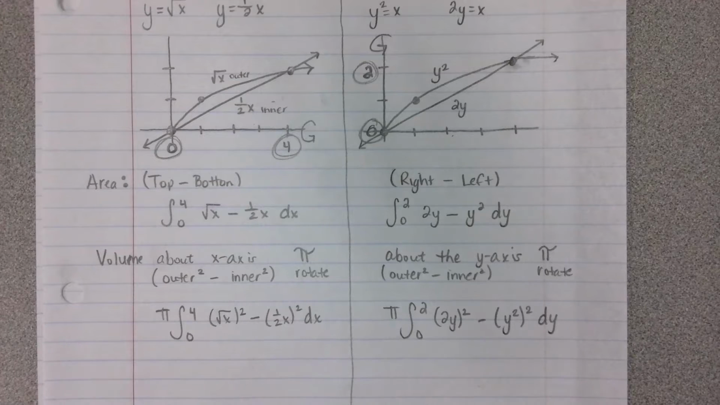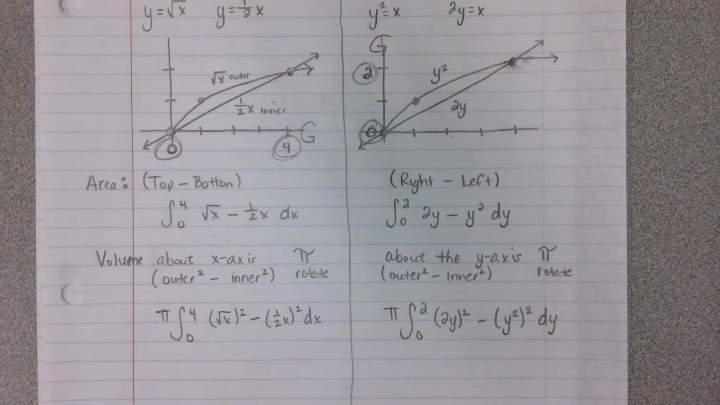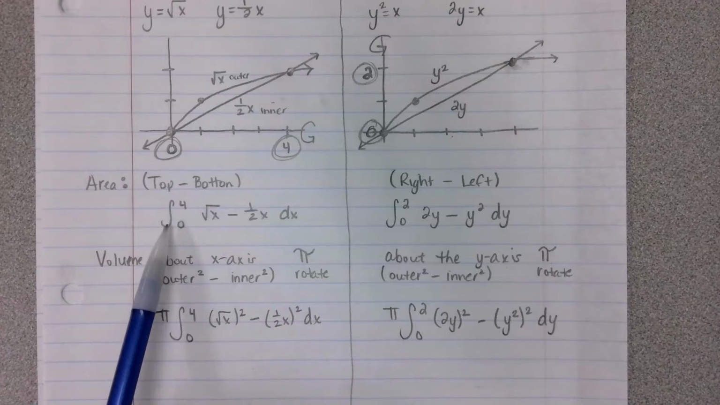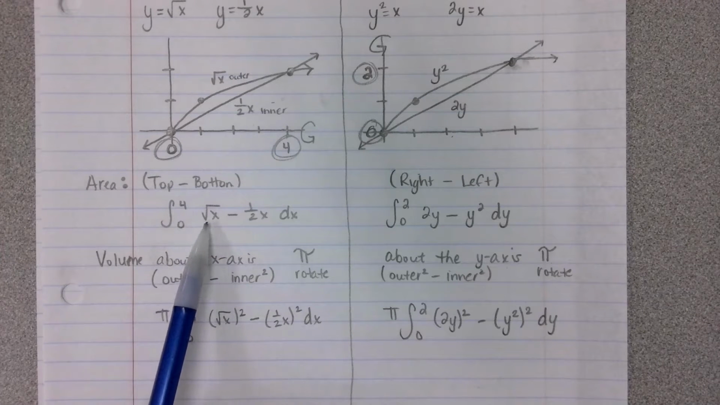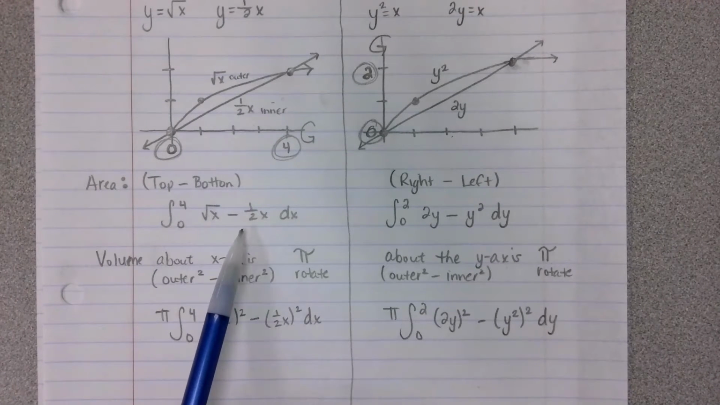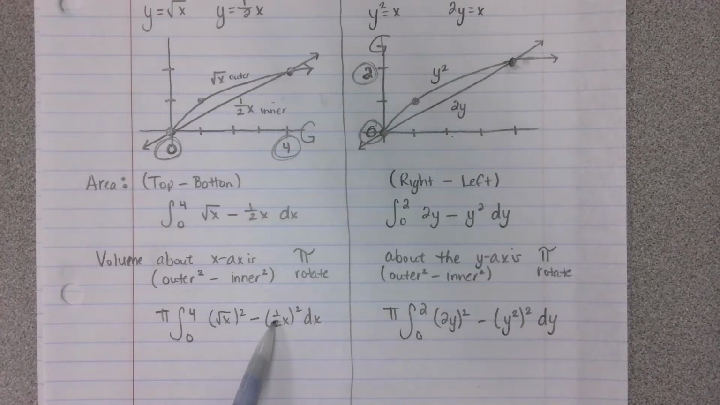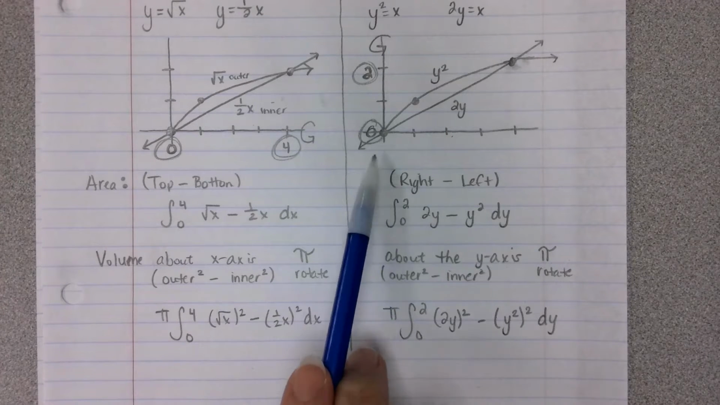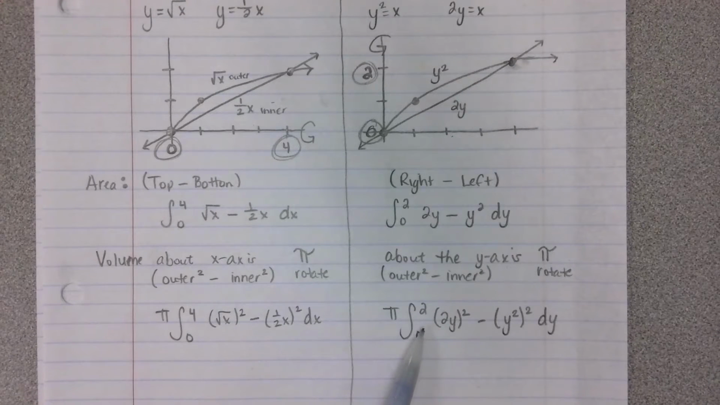Now, I want you to take a moment to look at the things that we have in common here, okay? Our intervals, when we were doing dx's, are the same, 0 to 4 is 0 to 4. The difference here is this one doesn't have a pi because it doesn't rotate. This one does have a pi, it does rotate. Now look, outer is the same as the top. Inner was the same as the bottom. Same thing over here. Look, 0 to 2, those were our y intervals. 0 to 2, those are our y intervals.